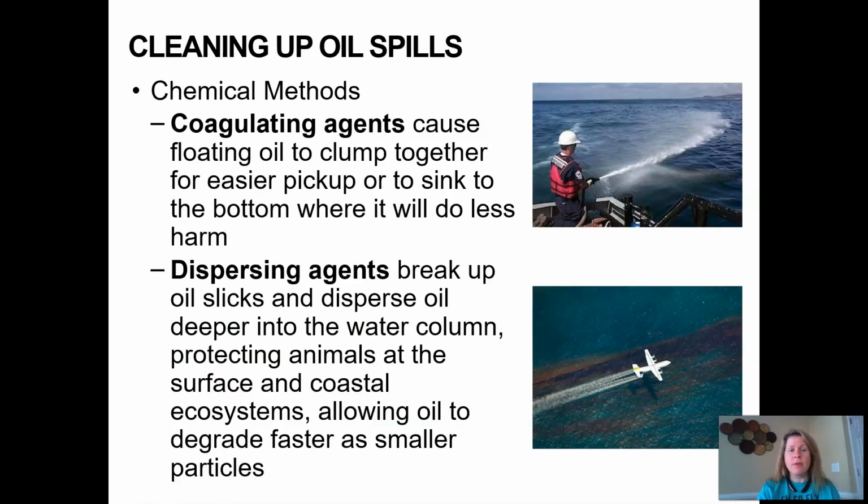There are chemical methods of controlling oil spills. There are coagulating agents that you can spray into the water, and it will help the oil to clump together, and it will sink to the bottom where it'll do less harm than floating on the surface, where it will be coating those organisms like birds that are on the surface. And also makes it easier to pick it up. If you've clumped that oil together, it makes it easier to collect.